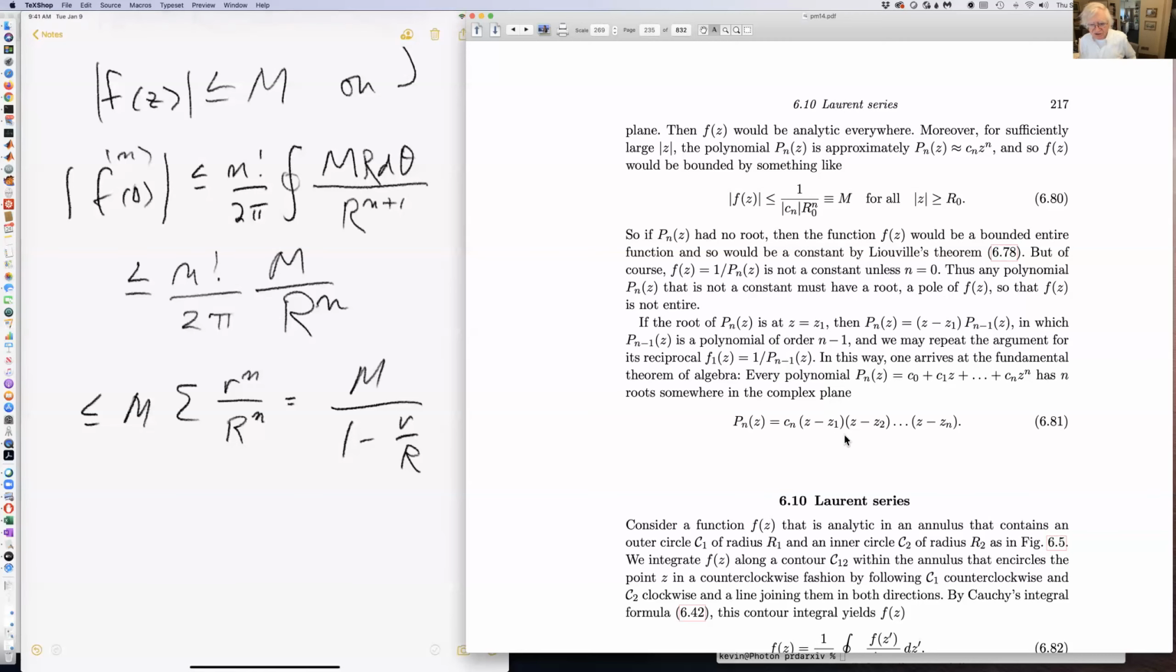And so that tells you that every polynomial has n roots somewhere in the complex plane, and so you can write it as a product of the roots: z minus z1, z minus z2, up to z minus zn, times some overall constant Cn. So that's the fundamental theorem of algebra, and that's something that we used earlier.